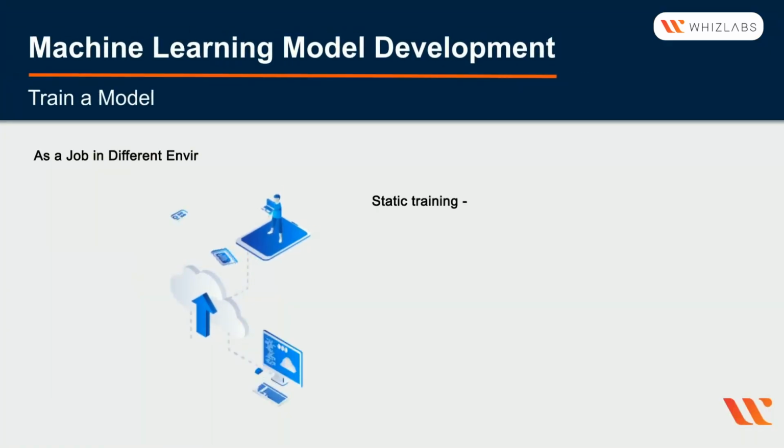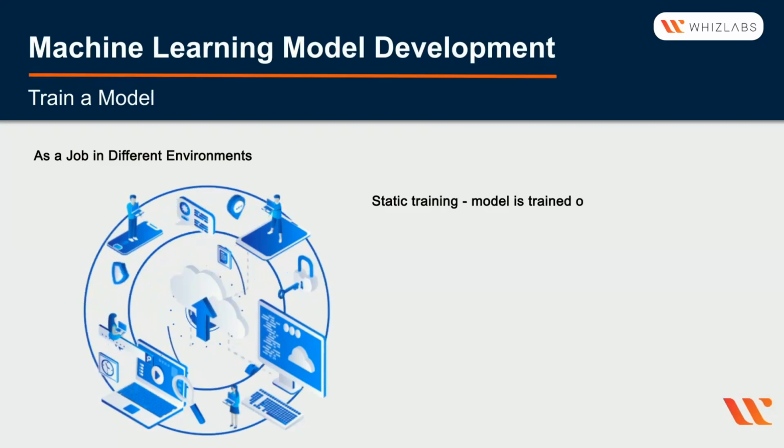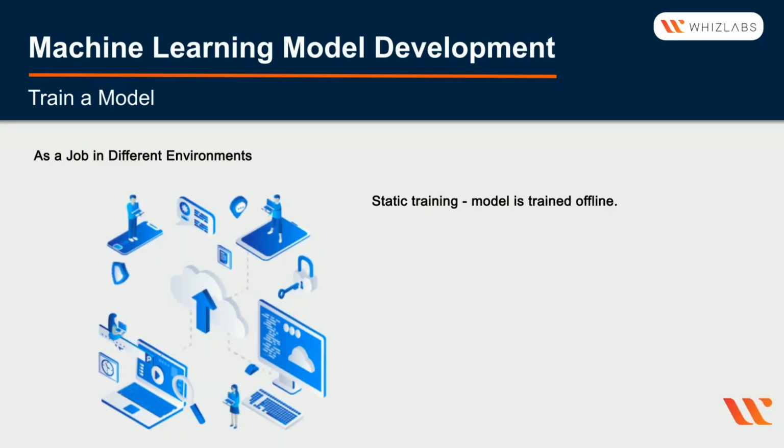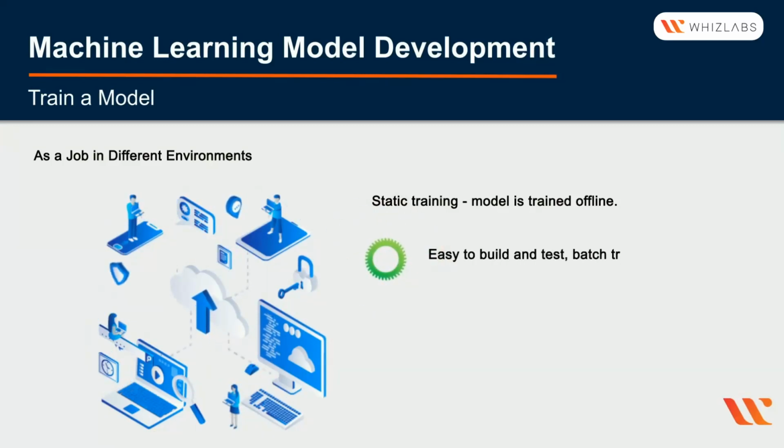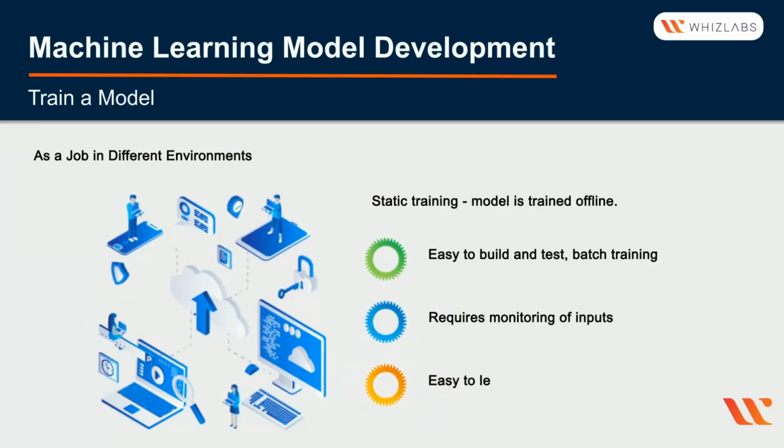Static training. In this training type, the model is trained offline. That is, we train the model exactly once and then use the trained model for a while. So it's easy to build and test, batch training is comfortable, it requires monitoring of inputs, and it is easy to let this grow on a scale.